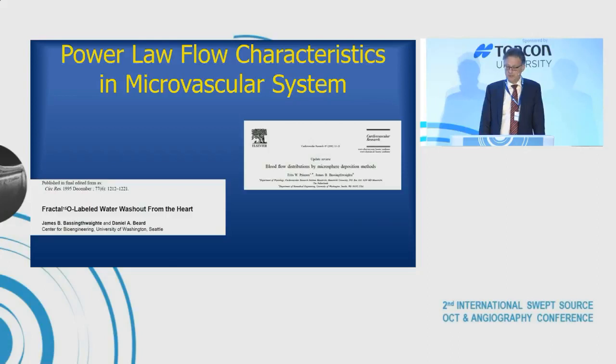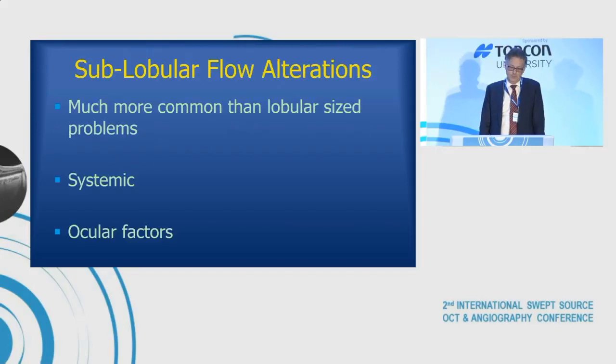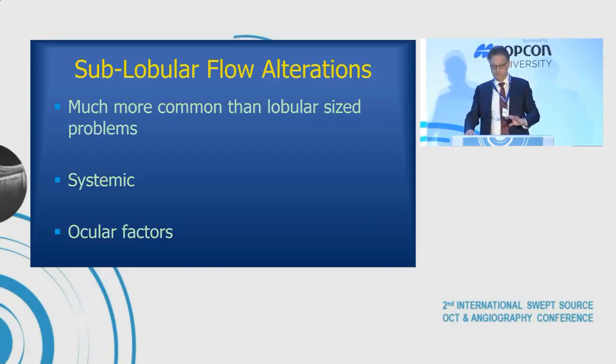Now, this power law characteristic has been found in microvascular flow in other systems, but they had to actually kill the animal after giving nanoparticles to look at where they got occluded in blood vessels. And it's the first time we've been able to see this kind of flow pattern in living subjects just by looking at the choriocapillaris. So all of these things are smaller than a lobule. We used to think about lobular flow in the choriocapillaris. Now this is much more common as sub-lobular flow problems. And it's related to systemic and ocular factors.